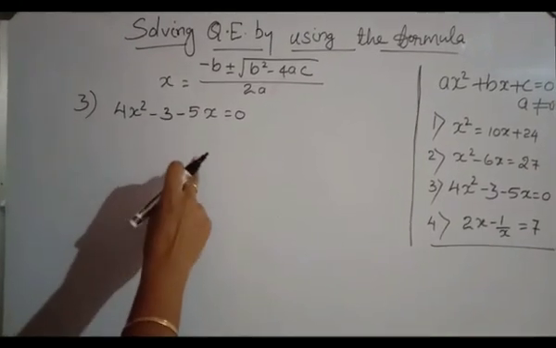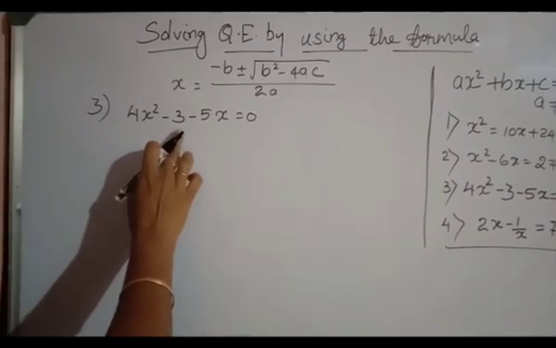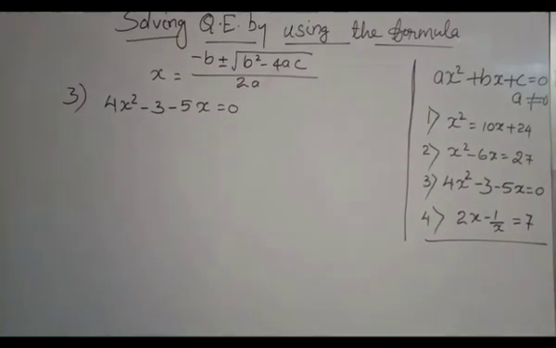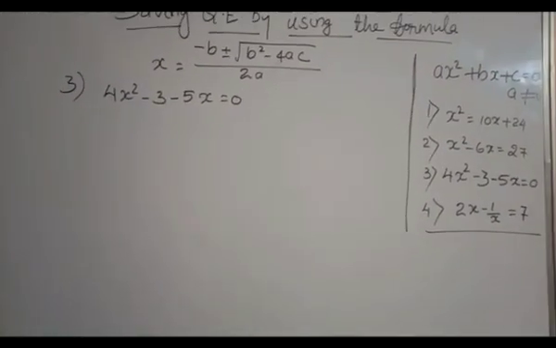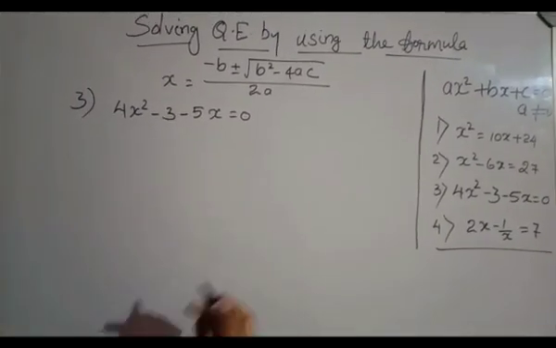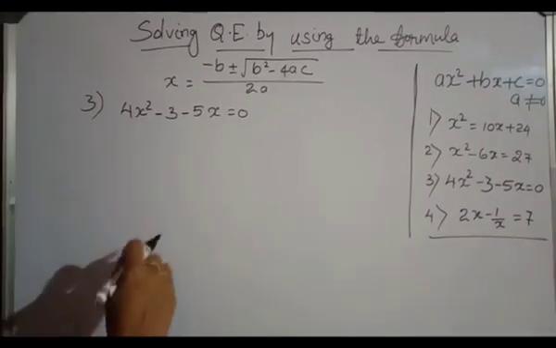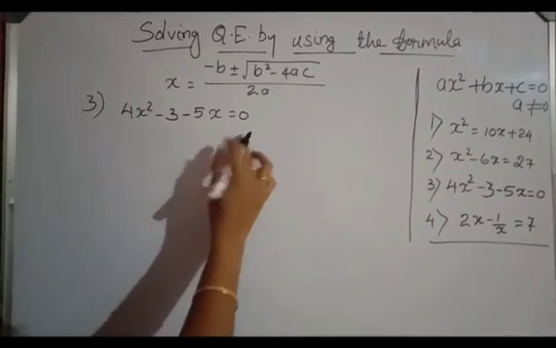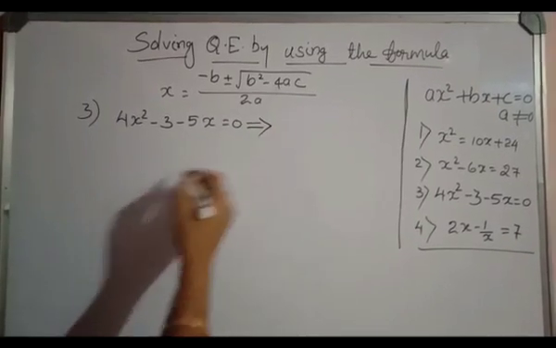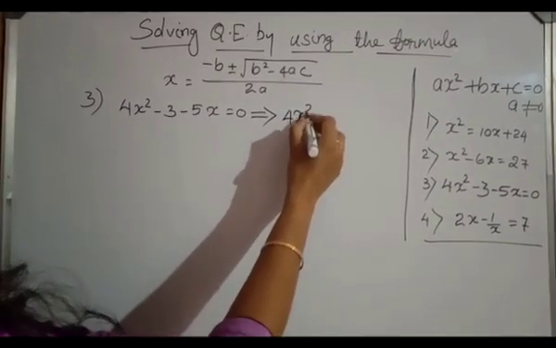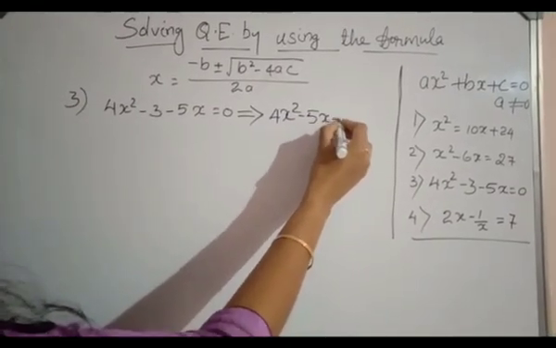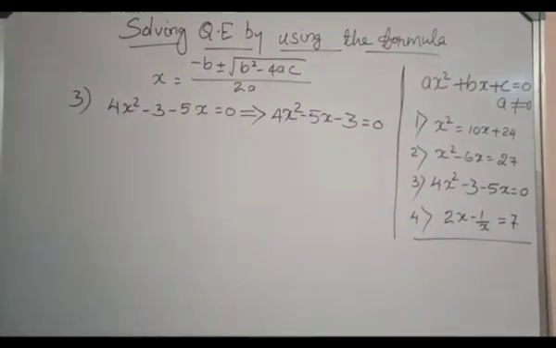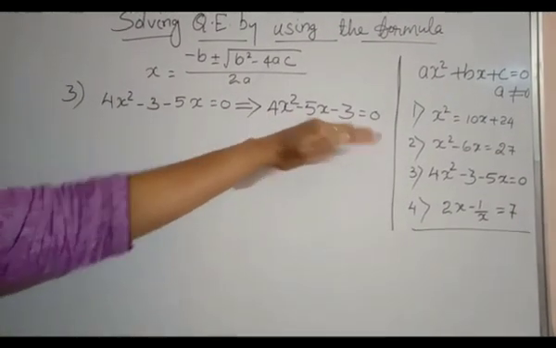Let's see the next question. 4x square minus 3 minus 5x is equal to 0. As I have told you, you have to remember the 4 steps. The first step, convert the given expression into the standard form. So this equation changes to 4x square minus 5x minus 3 is equal to 0. Converting into the standard form.